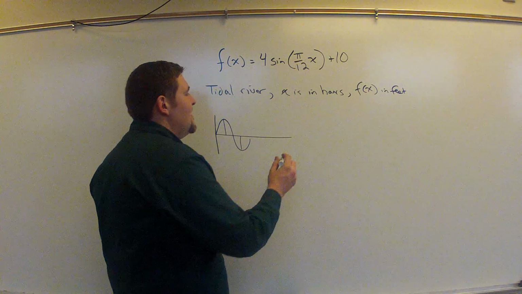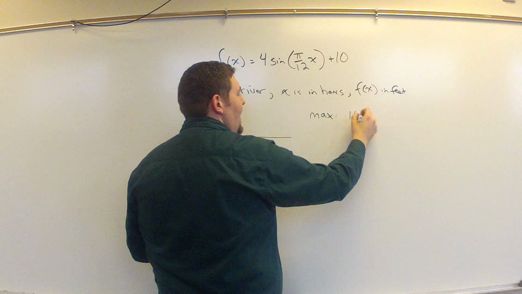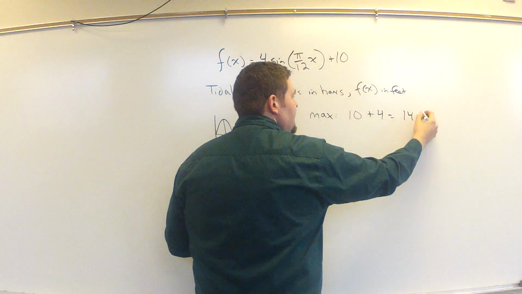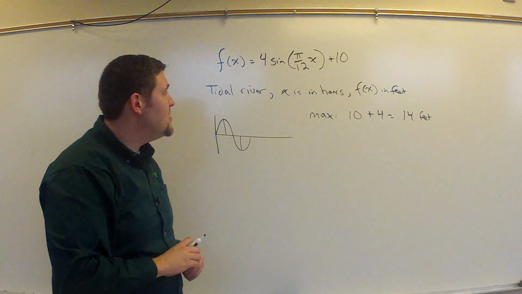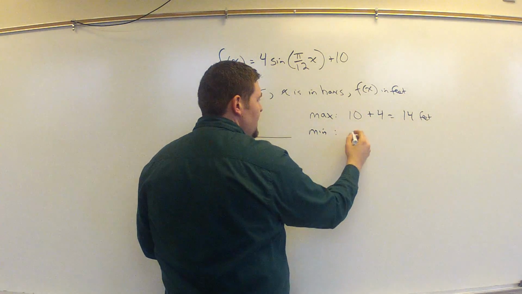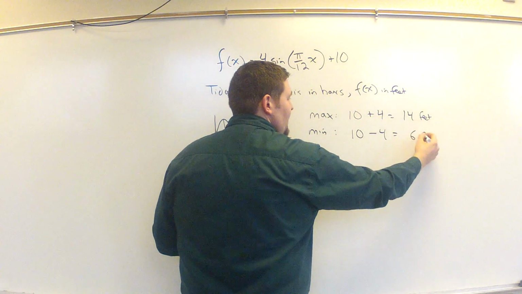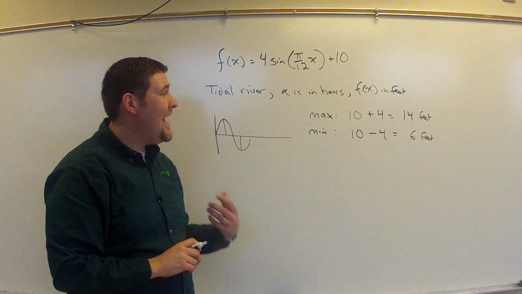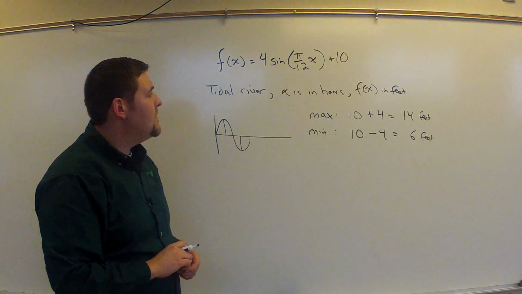What that means is that the maximum height of the river will take this value of 10, the midline, and add to it this value of 4, giving us 14 feet. This water can come as high as 14 feet up the tidal retention wall. And the minimum value of this river is going to be 10 feet minus the amplitude, which is 6 feet. So we now know that this river gets as low as 6 feet deep, but as high as 14 feet deep, averaging 10 feet deep.